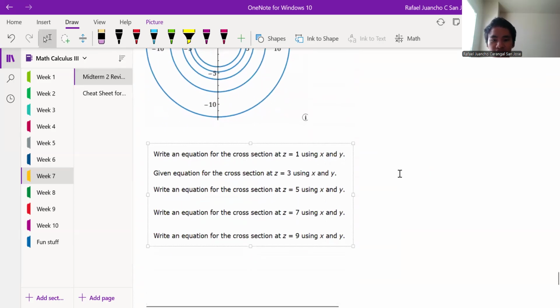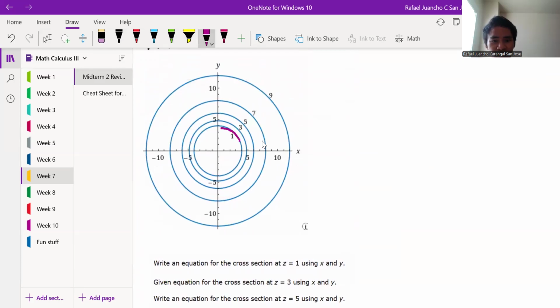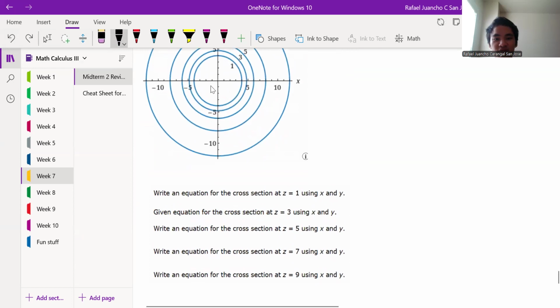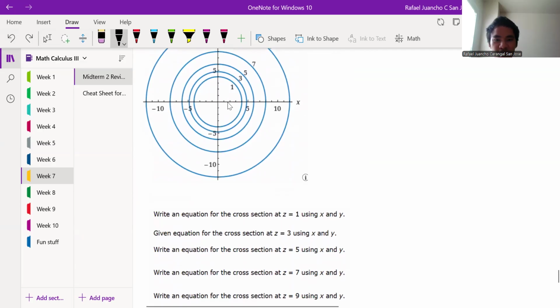Okay, so here I'm being asked to find an equation for the cross section at z equals 1. When we look at z equals 1, we're looking at this thing. And what do we notice? It's an equation of a circle in the xy plane when z is equal to 1. And so the equation of that cross section when z equals 1 is just a circle with a radius of 4, so in this case 16. And then when z equals 3, it has a radius of around 4.8, I don't know.